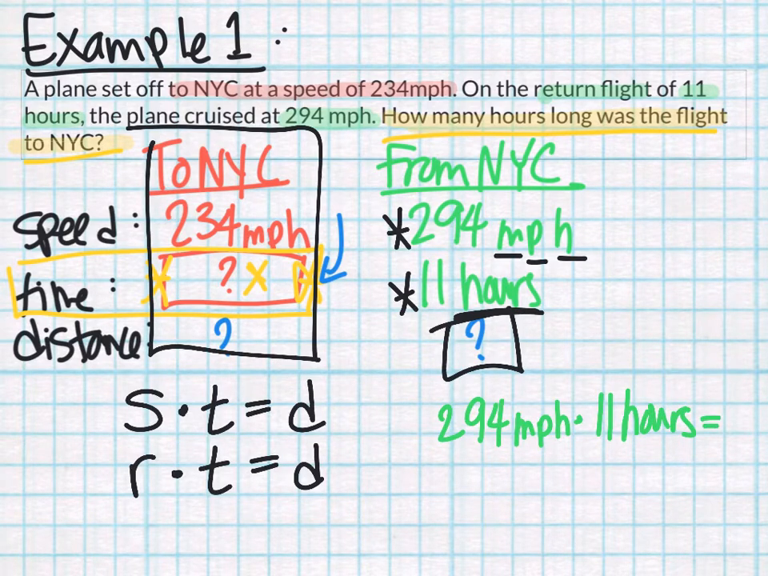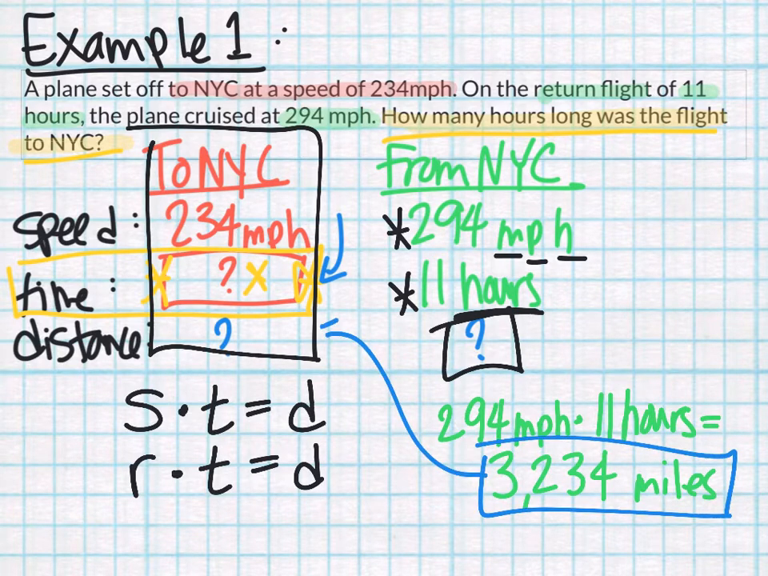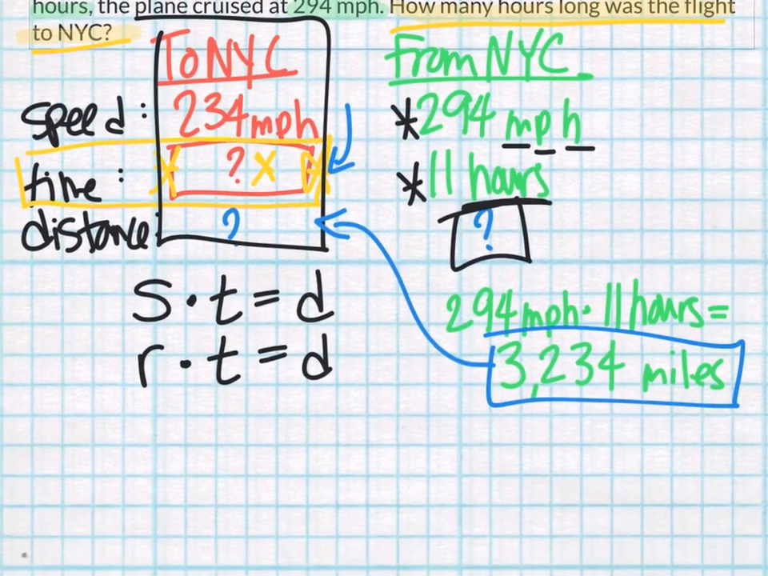So if I go 294 miles every single hour, and I do that for 11 hours, I just need to multiply 294 times 11, and I get 3,234 miles. So this is my distance. So I'm going to use this with my speed to find the final answer.